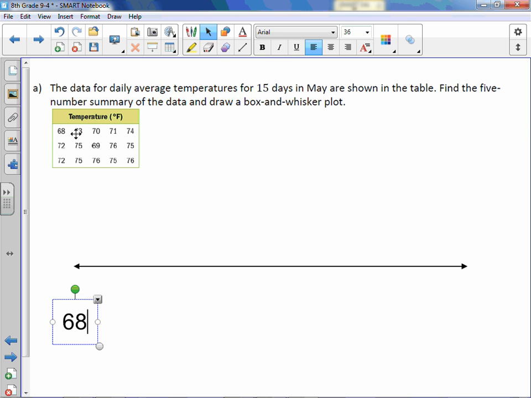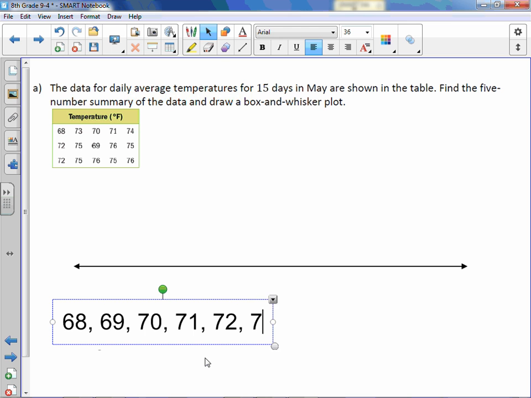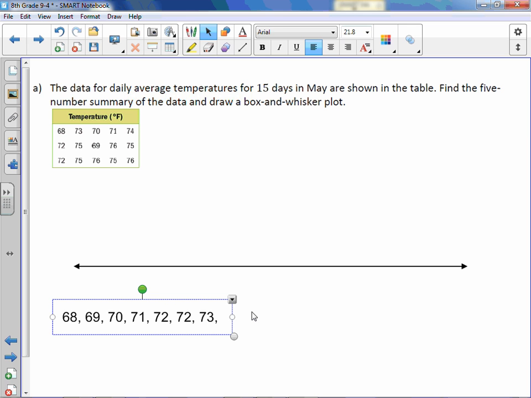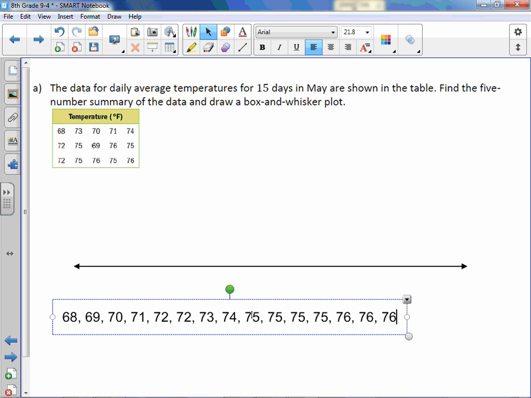It also helps if you cross them off as you go. 68, 69, 70, 71, 72, 72, 73, 74, 75, 75, 75, 75, there are 4 of them. Then 76, 76, 76, and I should have 15. 1, 2, 3, 4, 5, 6, 7, 8, 9, 10, 11, 12, 13, 14, 15, and I do.